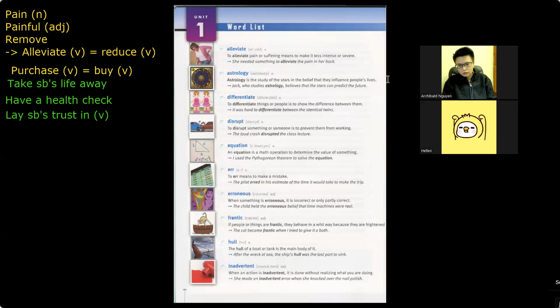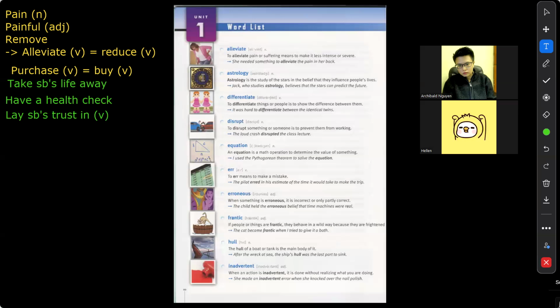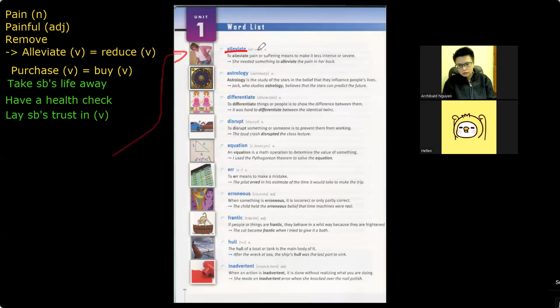Right, something like this. If you lay your trust in medicine, you will be able to alleviate your pain. And the more medicine you take, the easier the pain is going to be alleviated. So if you choose medicine, if you lay trust in medicine, it's the right choice. For example, you can say something like this.